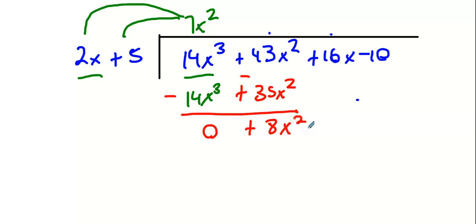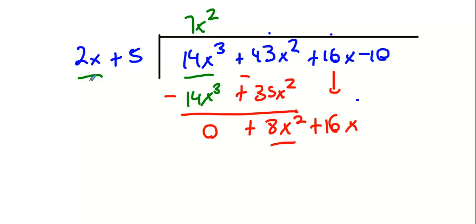Okay. The other JC, or JW even. Go on. What do you do next? Drop the 16x. Yeah. Now repeat your procedure. So what are you going to do? You're going to divide 8x squared by, and what do you get?